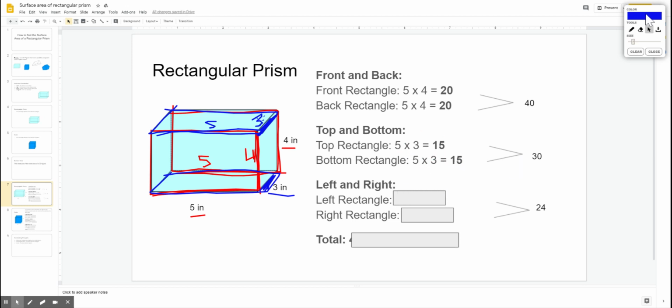Now we're going to talk about the left and the right side. So, all right, so here's the left side.